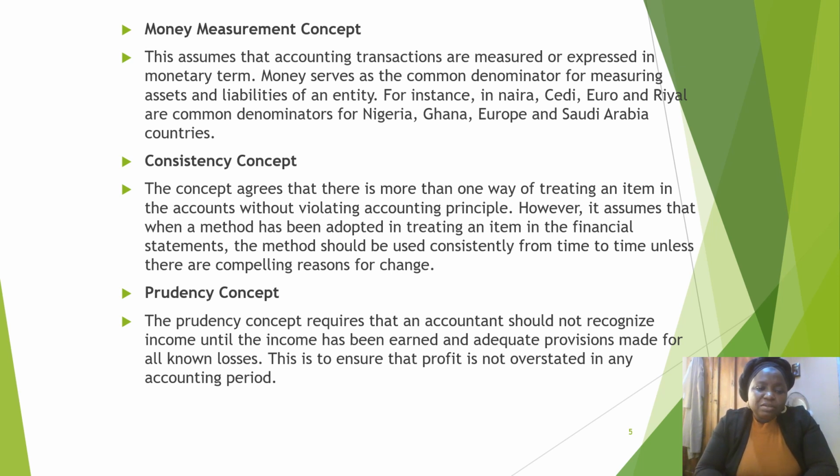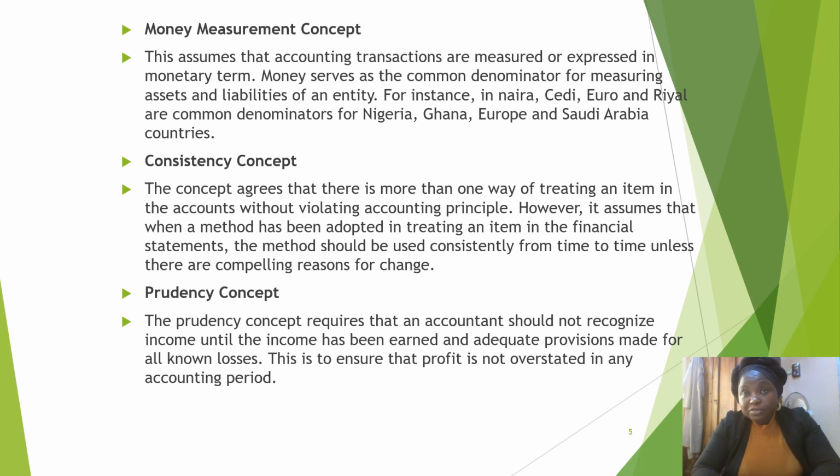We have prudency concept. This is about being a good manager. The prudency concept requires that an accountant should not recognize income until the income has been earned and adequate provisions made for all known losses. What are we talking about? As an accountant, we should not overstate the company's profits such that we end up giving out dividend or compensating the investors at the expense of the business. No, an accountant must be prudent. He should only report profit after taking into consideration all possible known losses.